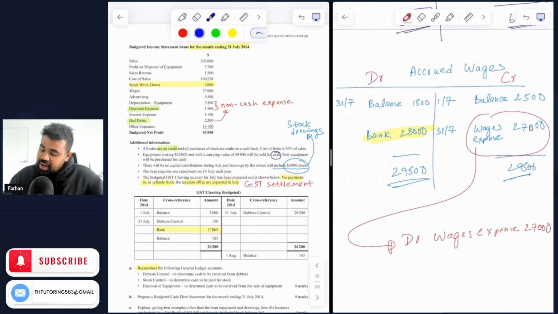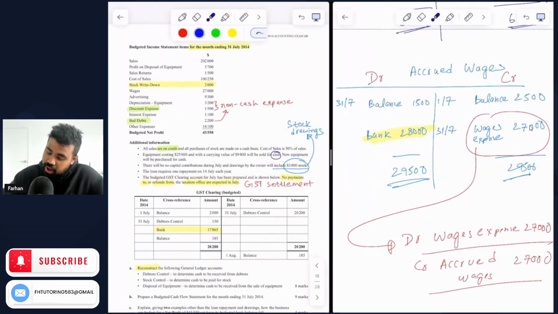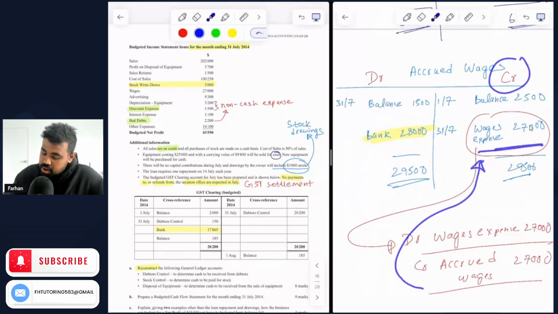So anytime the business incurs wages expense, it's going to be recorded, if we were to prepare a journal entry like this, as a current liability unless it is fully paid. All right, so debit wages expense 27,000, credit accrued wages 27,000. That is why you are seeing that within the credit side of accrued wages, you're including wages expense of 27,000 for the period.